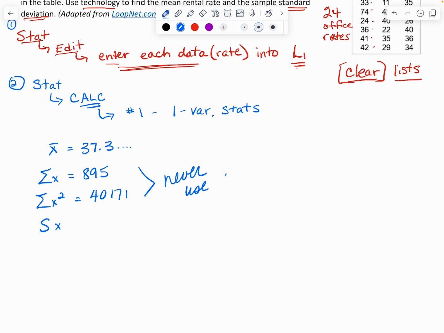And then the next thing after that is going to be your standard deviation for x, which is your sample, and that's going to be 17.18 something something something. Your population standard deviation, which is 16.82 something something something. Then we have n, which is equal to 24.